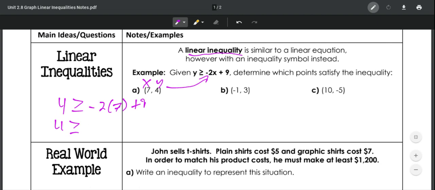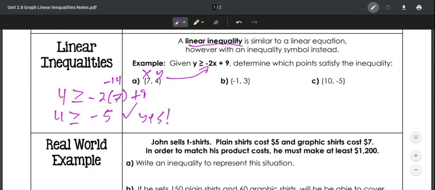So negative 2 times 7 will be negative 14. So negative 14 plus 9 would be a negative 5. So then we see 4 is greater than or equal to negative 5, because 4 is greater than negative 5. So that's a check. So yes, that satisfies that.